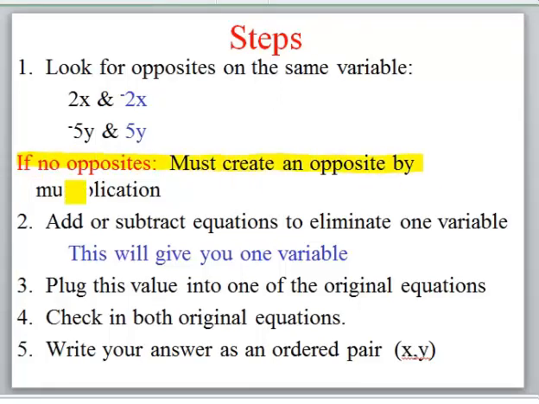So if we don't have any opposites, what we're going to have to do is create those by multiplication. The way we're going to do that is by choosing numbers that when we multiply will give us numbers that will be opposites. And then we'll continue on the same way we did yesterday, where we add the equations together, and then we'll plug that value back into the original and we'll check our answer.